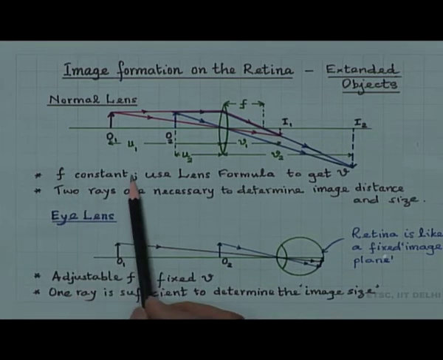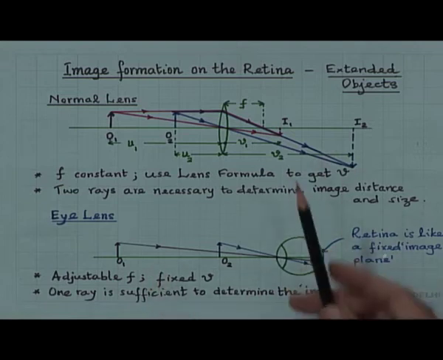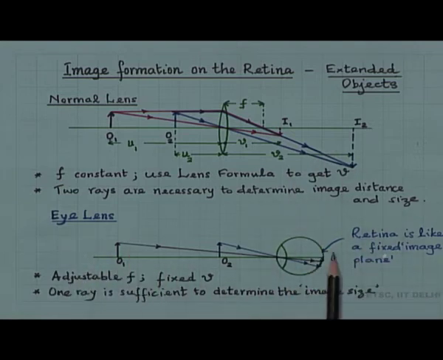Here f is constant, here adjustable focal length, but fixed V, and therefore, only one ray is sufficient to determine the image size. The size of the image, which refers to the angular extent here inside the retina, this will determine the size of the image. And therefore, in the subsequent discussion we will consider only one ray.